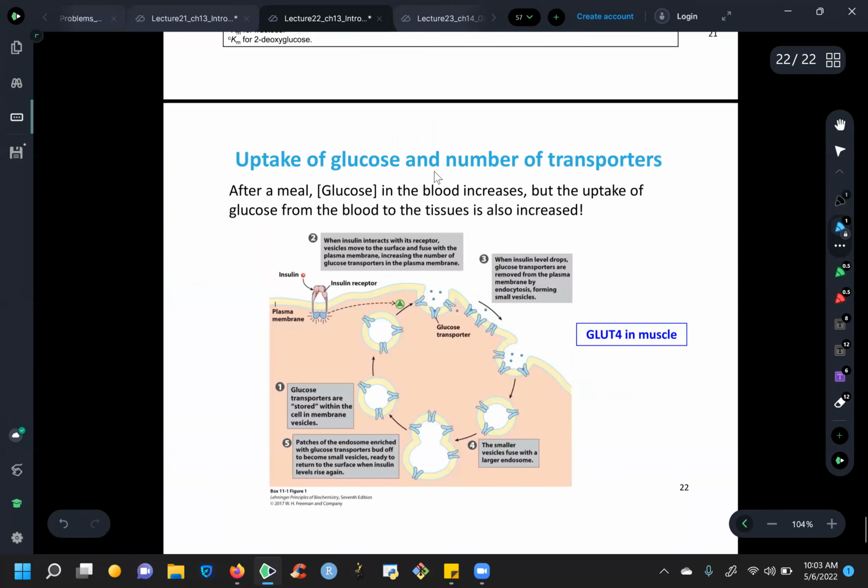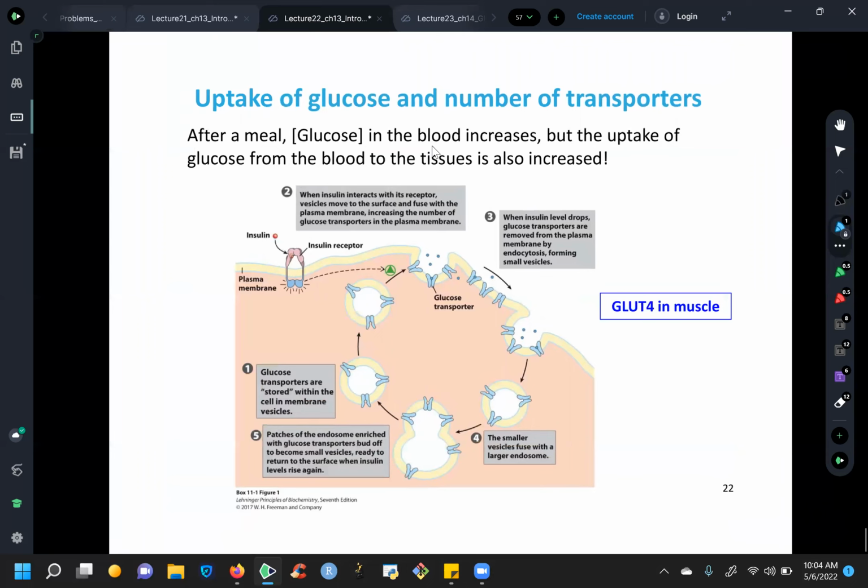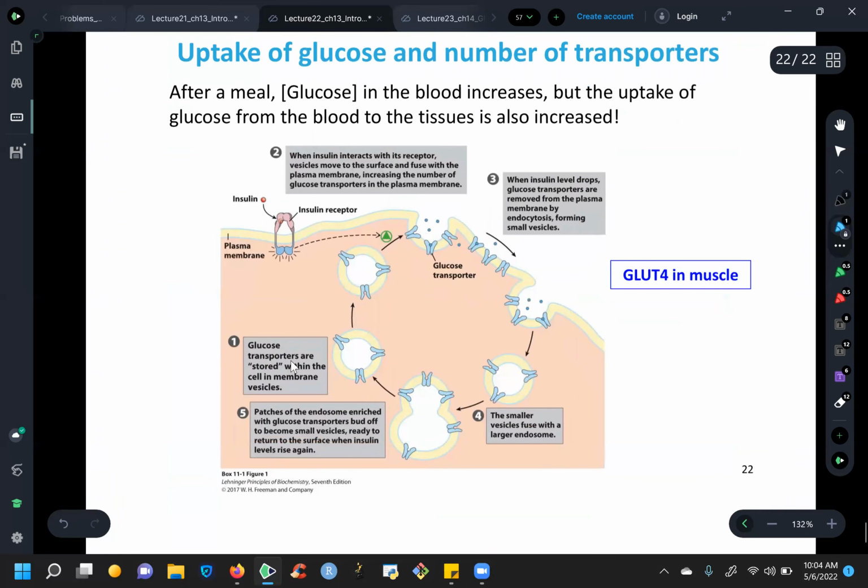Uptake of glucose and number of transporters. After a meal, so this is after we eat, glucose concentration in the blood increases, but the uptake of glucose from the blood to the tissues is also increased. So one, glucose transporters are stored within the cell in membrane vesicles. So this right here is your cell, and these are just little tiny vesicles that are waiting. And these little blue things are glucose transporters. So if we don't want to import a lot of glucose into the cell, then these vesicles hide on the inner side of the cell.